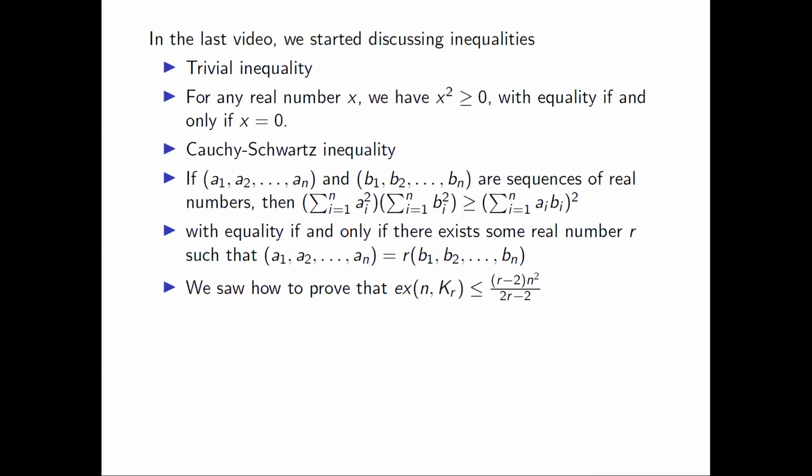Another thing that we saw in the last video was a proof of the fact that the Turan extremal function of the complete graph of order r is at most (r minus 2) times n squared over (2r minus 2).